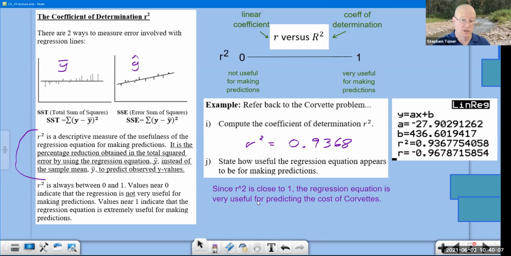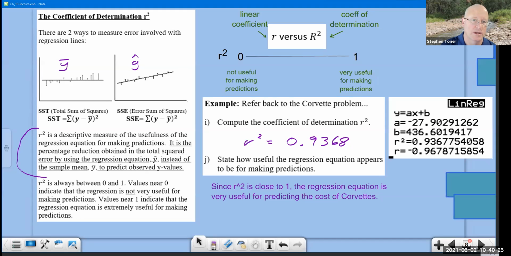And the regression equation is, and talk about the usefulness. Very useful, somewhat useful, mildly useful, or not useful might be the words you use for predicting the cost of the Corvettes. Now, what I would like to do is a little activity with you here.